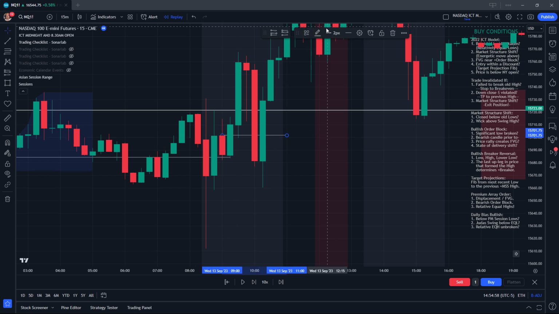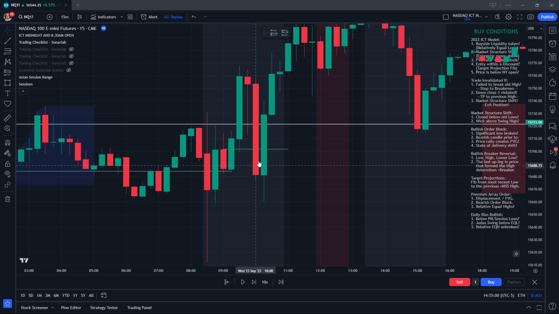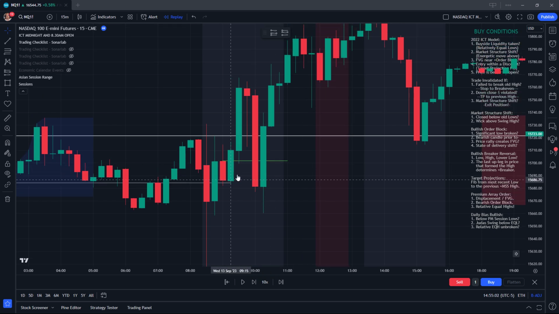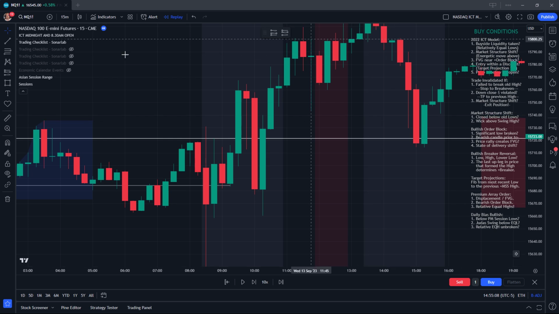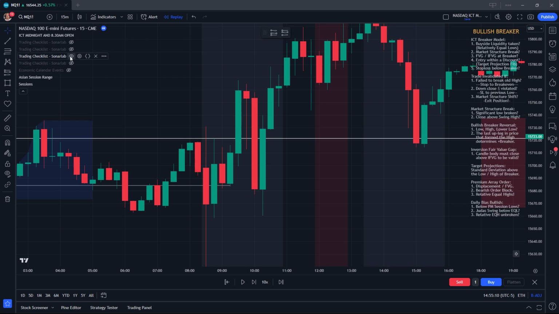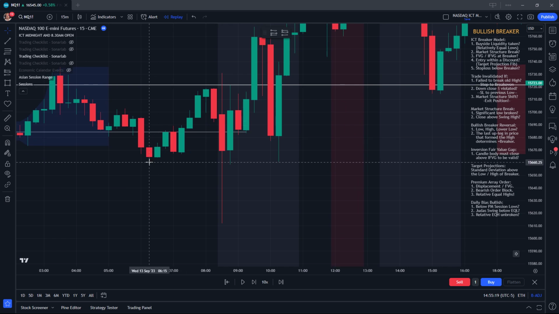Maybe if we had a different strategy that revolved around order blocks, maybe on a 3-minute chart, there is a fair value gap in here somewhere, but I can't see anything that we can use on the 15-minute. Let's quickly see if our breaker block gives us any luck. Let's just try and find the breaker block first. Low, high, lower low. Low, high.